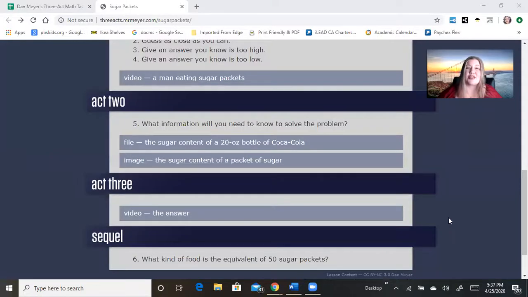All right, so you can see there's all kinds of things you can do with that, let alone the math involved, but you can start talking about nutrition and health and different things that could go into this. You can also extend it. You can see here they have the sequel. What kind of food is the equivalent of 50 sugar packets? You could talk about other drinks. You can have compare and contrast of what's out there.